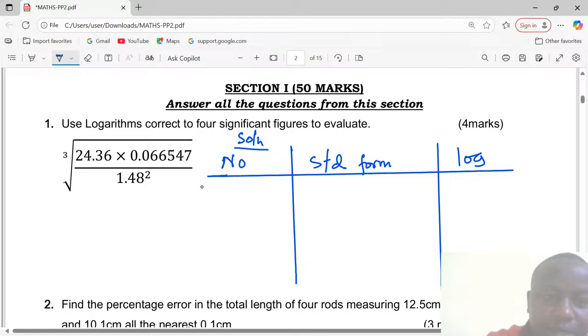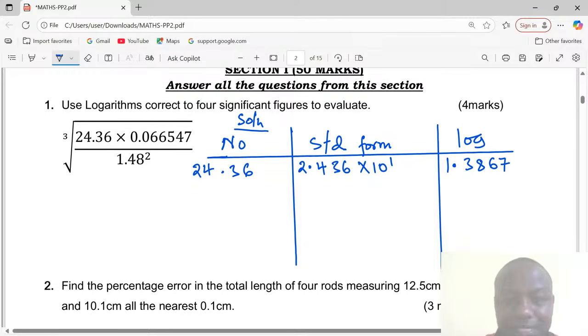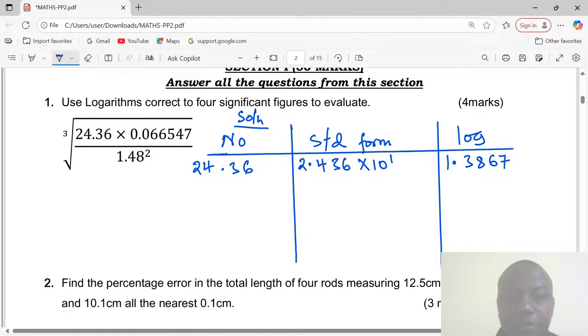So the first number is 24.36. And in standard form, this shall be 2.436 times 10 power 1. Then for you to do the logarithm, we have the whole number of the logarithm, which is 1 point. We are picking 1 from the power of 10. Then we go to the calculator and you type log 2.436. This is giving us 3867 to 4 decimal places.